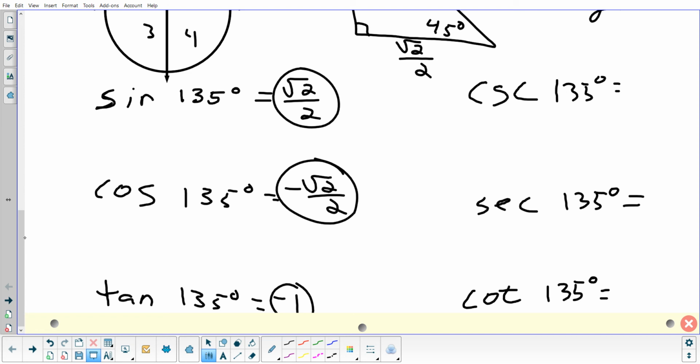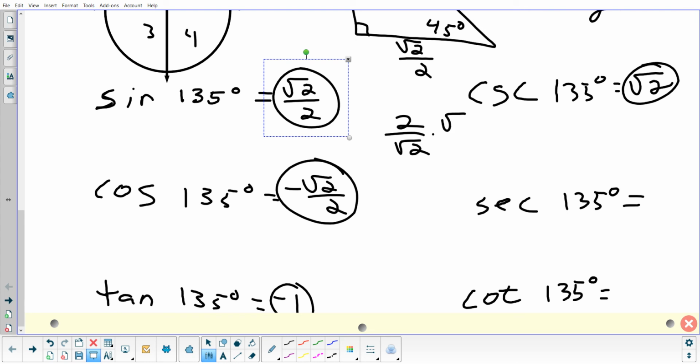Anyone remember what you get when you flip root 2 over 2 and you fix it to get the final answer? Gina? You just get root 2. Yep. Is there any question? I know we've gone through it a couple times, but anyone want to see how you get root 2? So remember, when you flip it, you're going to have 2 over root 2. But you can't leave it like that, so you're going to multiply the top and the bottom by the square root of 2. And you go straight across.